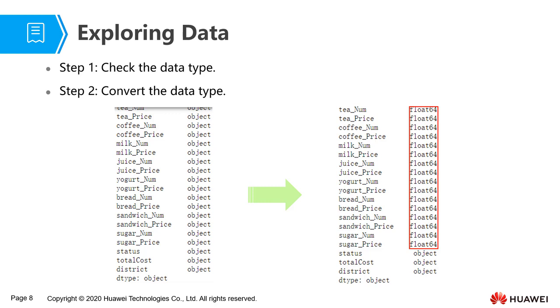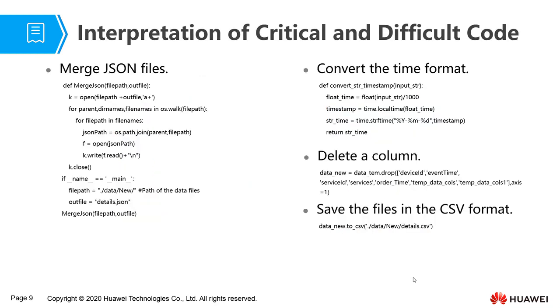Some data is object type. Then, convert the data from the object type to the float type, so that the data can be used to train the model and run algorithms. In this section, we use several important functions to implement the code. First, merge JSON files. We define a function to merge all the JSON type data.